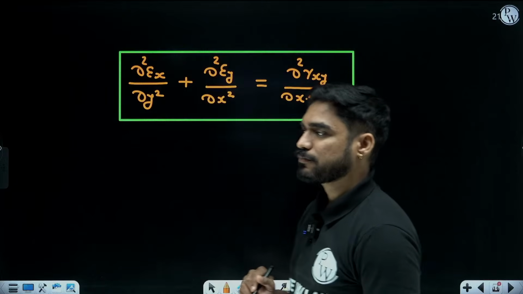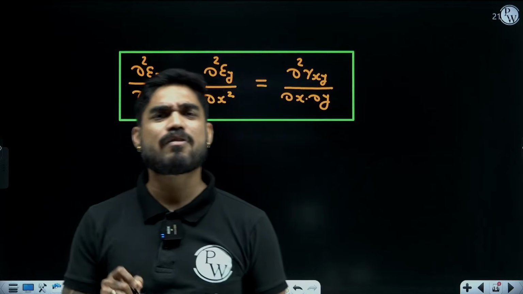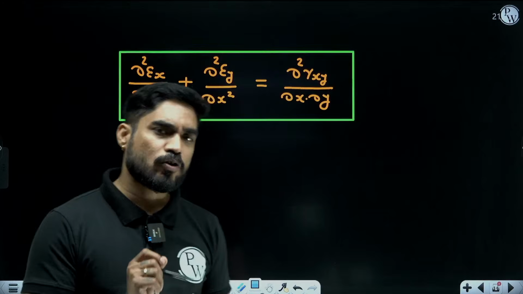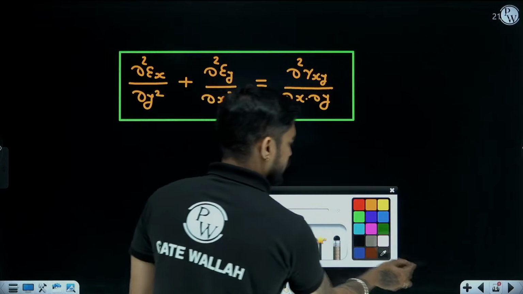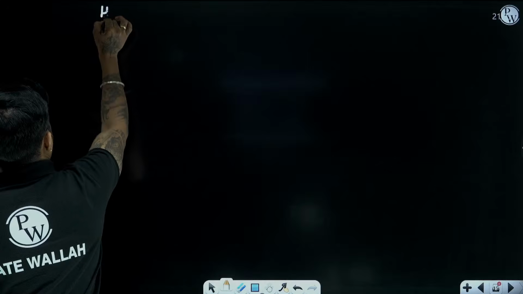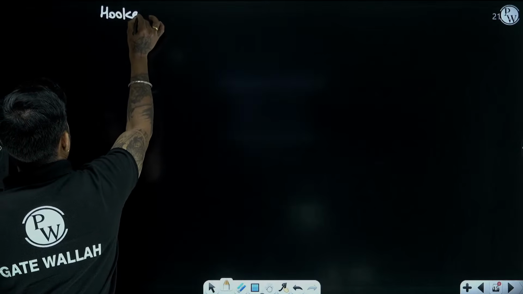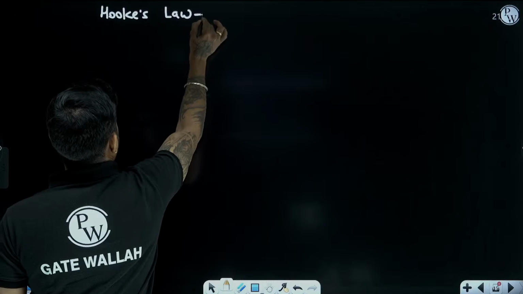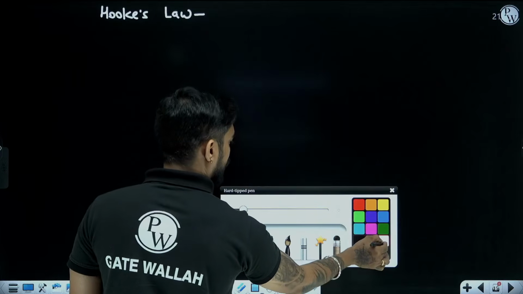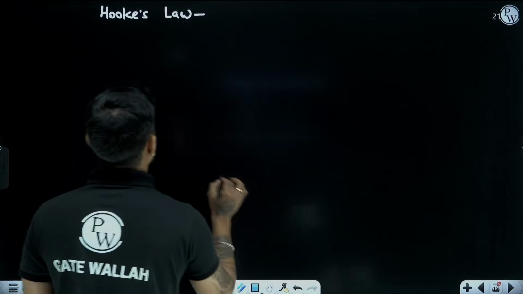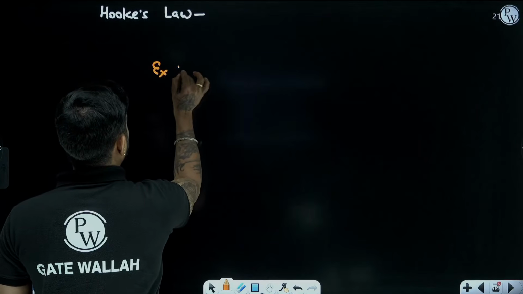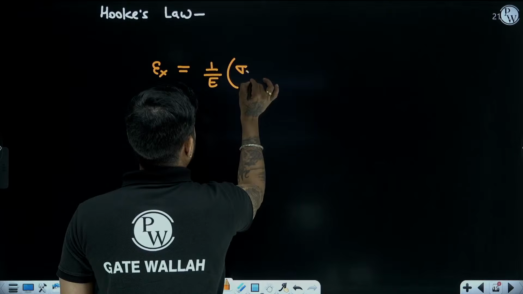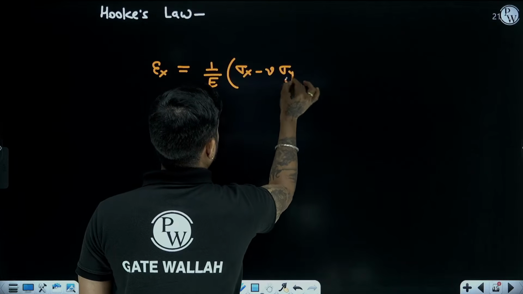But we need the compatibility equation in terms of stresses also. And we know by Hooke's law, there is a relation between stress and strain, right? What is that relation? According to Hooke's law, epsilon x is equal to 1 by E times (sigma x minus nu sigma y).